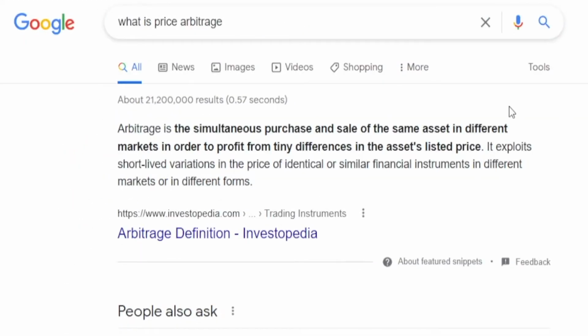First and foremost, we gotta get used to the concept of price arbitrage. Basically, this is the simultaneous purchase and sale of the same asset in different markets in order to make some profit from tiny differences in the asset's listed price. Now, I know that is a mouthful, so let me simplify things for you.